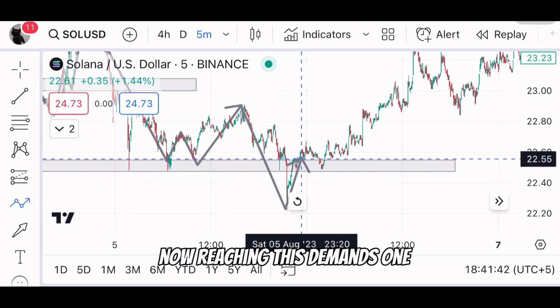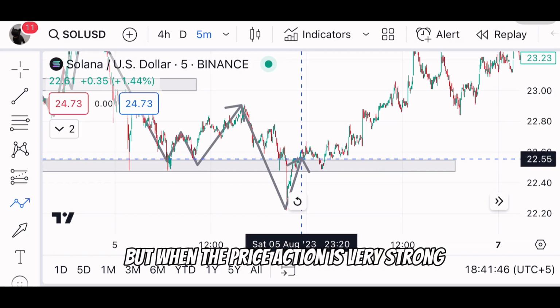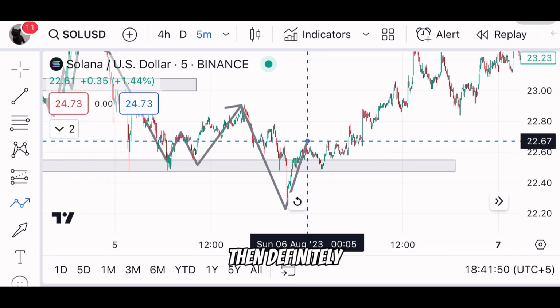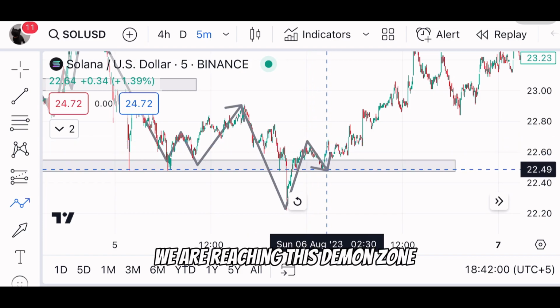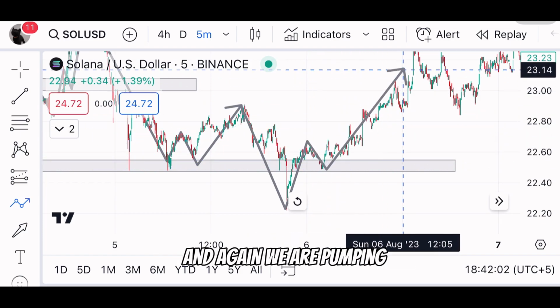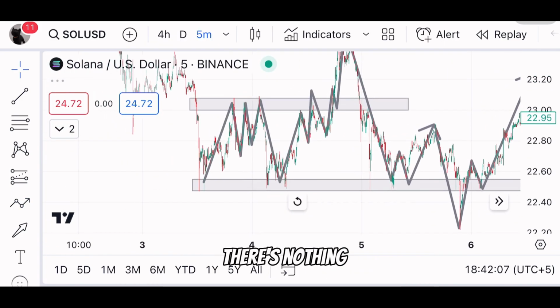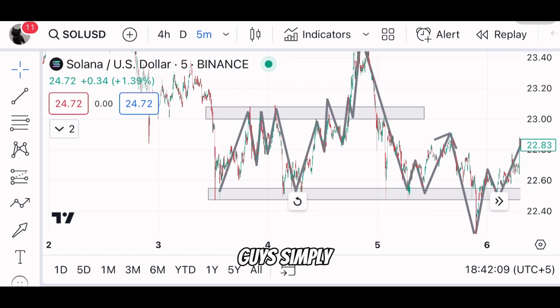So as we break over this demand zone, guys, what exactly does this mean? Now reaching this zone again will be definitely a supply zone when everybody will sell, but when the price action is very strong and the structure is very strong, then definitely we break over this supply zone and we turn the supply zone into a demand zone. As simple as turning a resistance into support, guys, and again we are reaching this demand zone, and again we are pumping.